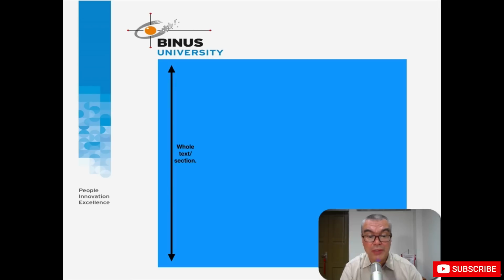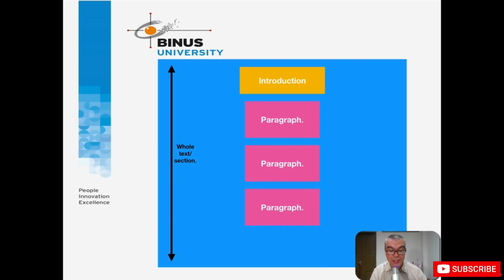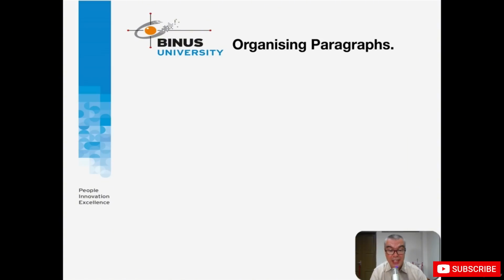So you've got the whole text here represented by this blue box, and then you're going to have an opening section, which is your introduction. Then, of course, you will have paragraphs. Just for the sake of example, I've shown 3 paragraphs here, and of course it depends on the genre as to how many paragraphs you will use. Then you'll close off your section or your piece of writing with a conclusion there. So that's basically it.